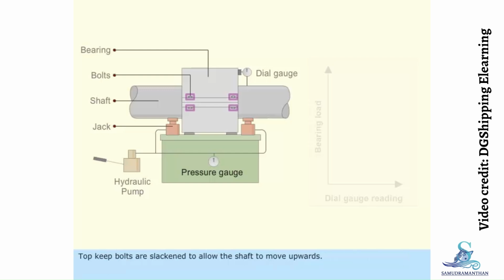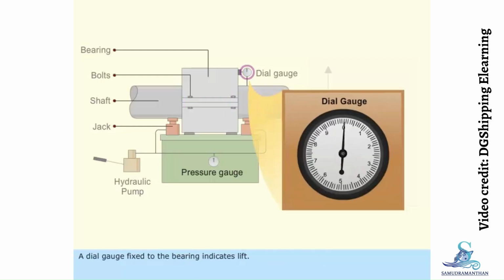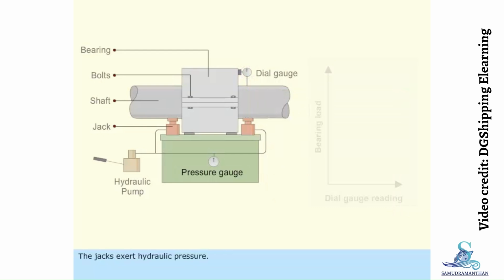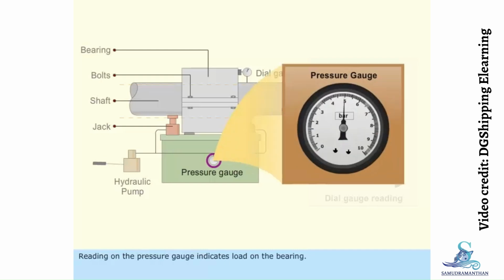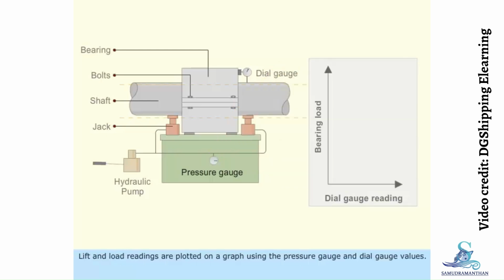Top keep bolts are slackened to allow the shaft to move upwards. A dial gauge fixed to the bearing indicates lift. The jacks exert hydraulic pressure. Reading on the pressure gauge indicates load on the bearing. Lift and load readings are plotted on a graph using the pressure gauge and dial gauge values.